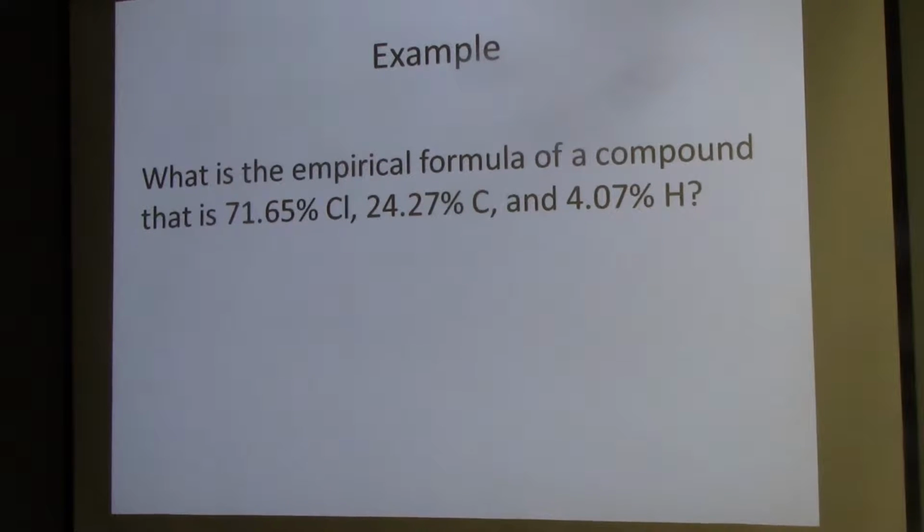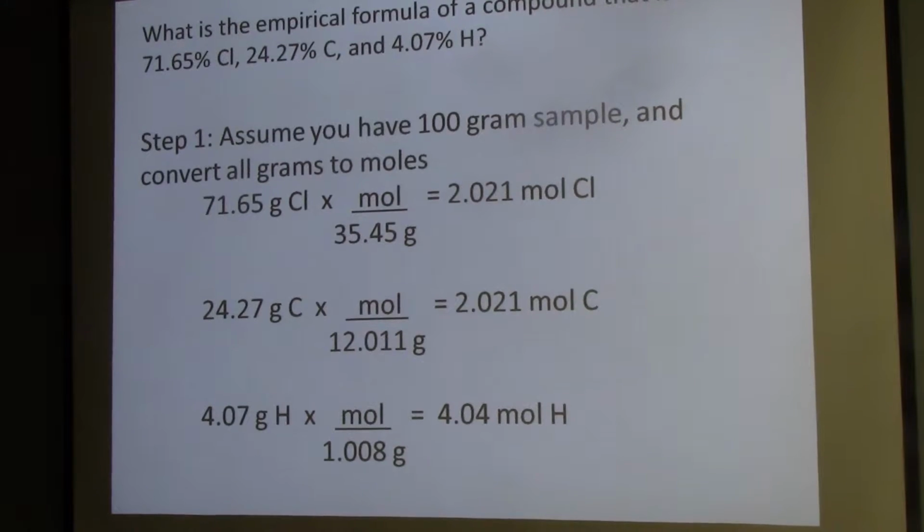So here's an example. What's the empirical formula of a compound that is 71.65% chlorine, 24.27% carbon, and 4.07% hydrogen? So we're going to pretend that we've got a 100-gram sample. So if it's 71.65%, that translates to 71.65 grams, 24 grams, and 4 grams. So we're just going to convert grams to moles, grams to moles, grams to moles. You're not always going to get two that end up being the same. It just happens to work out that way in this example.